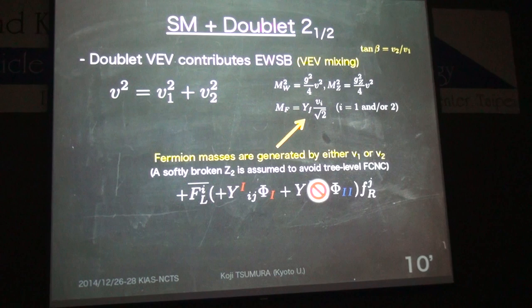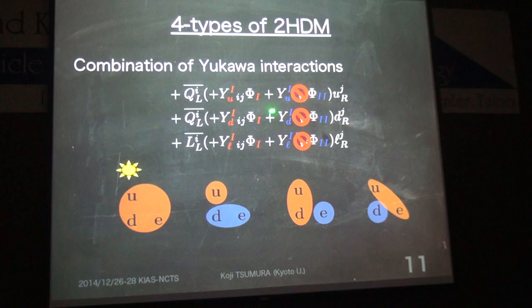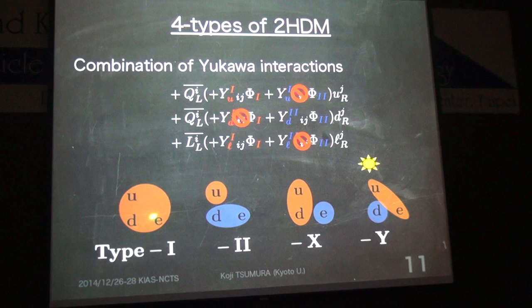I already imposed some softly broken symmetry in order to suppress the tree-level flavor changing neutral current. For example, this can be easily omitted. But if you assign this kind of quantum charges, Z2 charges, then you can easily avoid the flavor changing interaction. You know that in the standard model we have the up quark, down quark, and charged lepton, so we have four possibilities to assign the Z2 charges. The first one is the so-called type I two-Higgs-doublet model, nothing but everything coming from Phi 1. The second one is something from Phi 2 and Phi 1. These models are so-called type I, type II, type X and type Y.